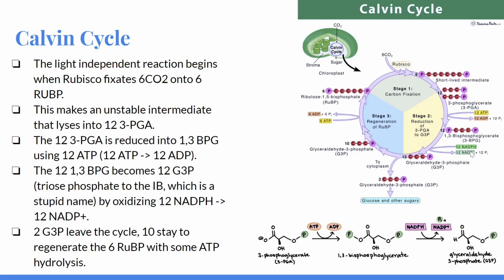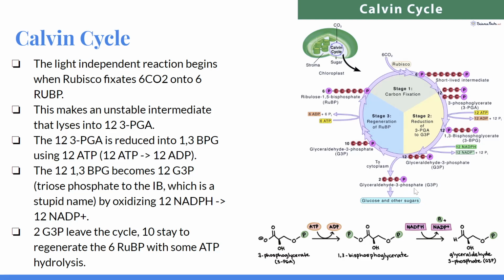and then you also have more triose phosphate here, but I really hate the fact that they call it triose phosphate. I'm going to keep complaining about it. This molecule here becomes 12 G3P by oxidizing 12 NADPH to 12 NADP+. And then 2 of those G3Ps will leave the Calvin cycle. 10 of those will go on to regenerate the 6 RuBP with some ATP use.